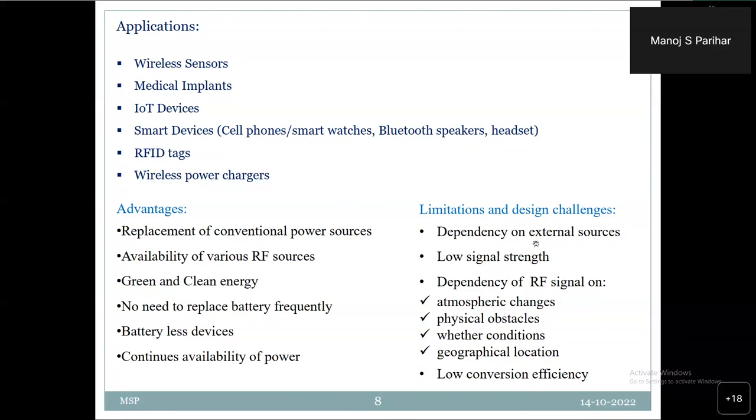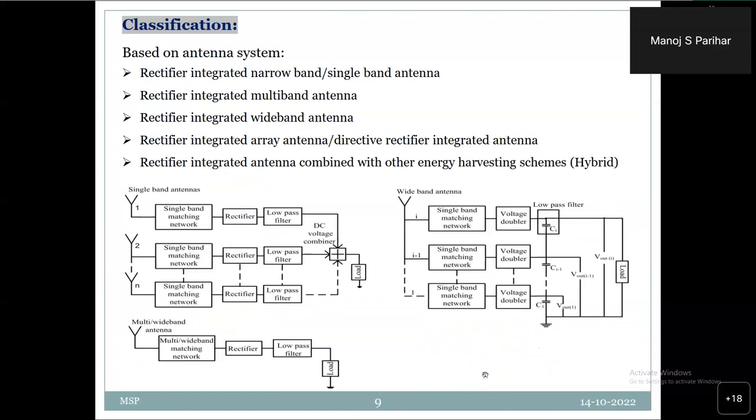Then the strength of your RF signal is quite low, right? If you see that from a mobile phone, the strength is very low, so it is challenging to harvest such a low strength signal. Then the RF signal also depends on atmosphere changes, physical obstacles, weather conditions or geographical locations. And lastly, the main problem is low conversion efficiency. We always make efforts to enhance the conversion efficiency. Work is going on to enhance this RF to DC conversion efficiency.